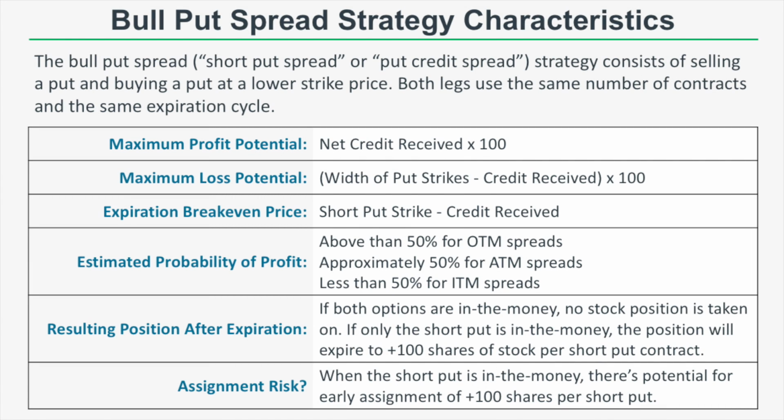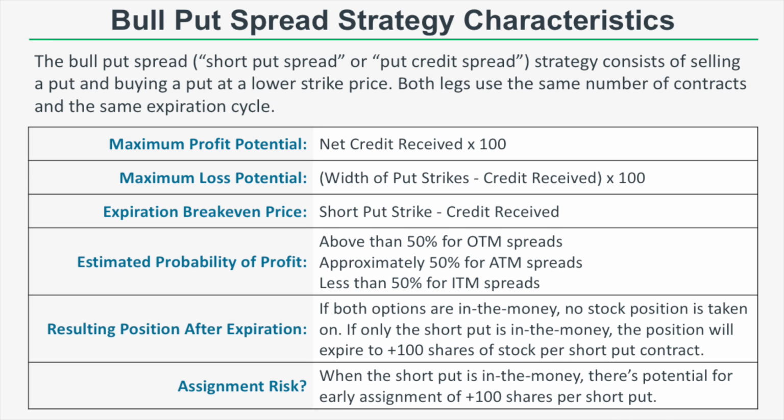So let's start with the bull put spread strategy characteristics. The bull put spread is actually sometimes referred to as a short put spread or a put credit spread. All these three things are the same thing, they're just different names for the same strategy. The bull put spread strategy consists of selling a put and buying a put at a lower strike price. Both legs use the same number of contracts and the same expiration cycle.